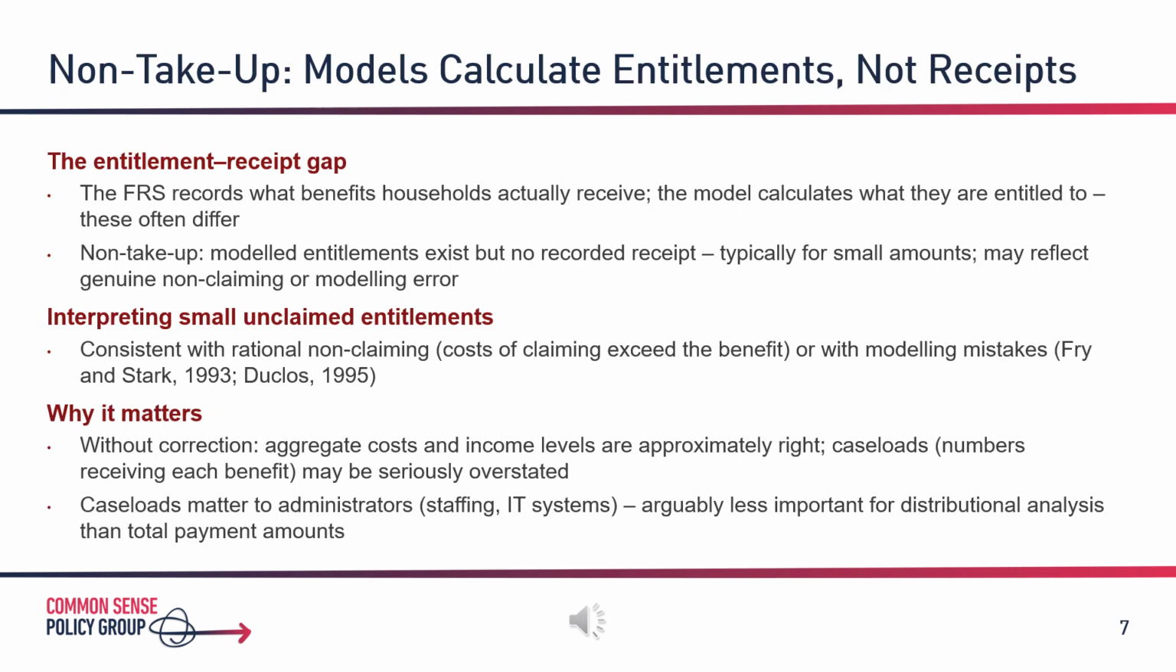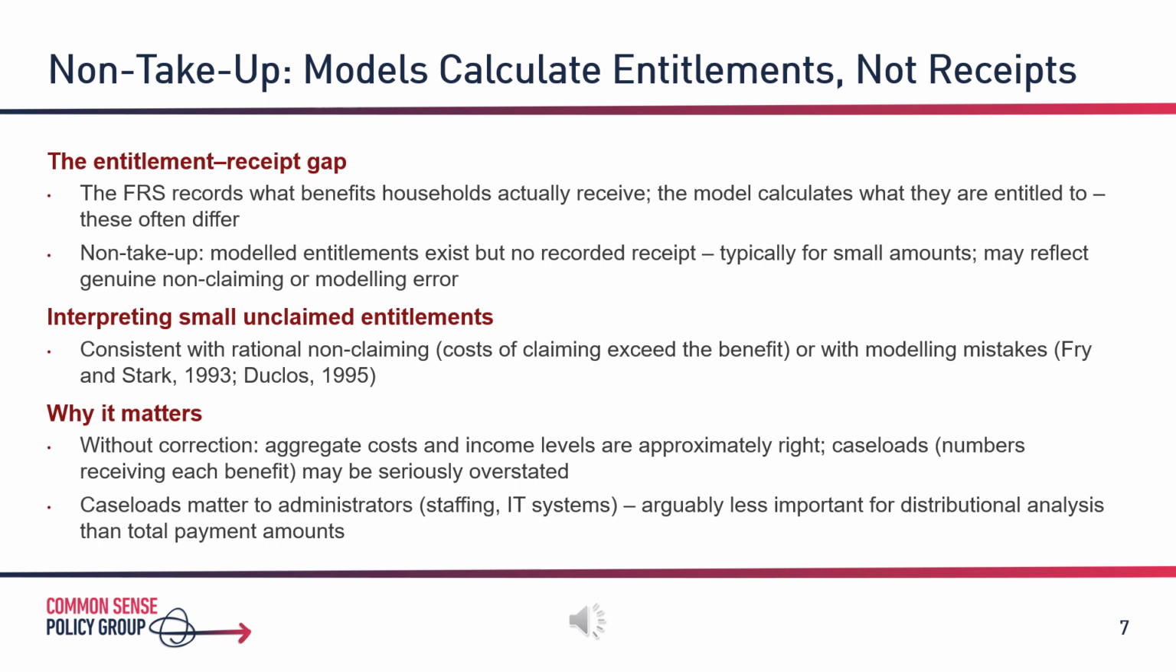Non-take-up is the most practically significant gap between what a tax benefit model calculates and what actually happens in the real world. The model calculates formal entitlements, what each household would receive if they claimed every benefit for which they are eligible. The FRS records actual receipts, what they actually claim and receive. The gap between these two figures is non-take-up, and it is substantial. Most non-take-up is concentrated in small entitlements. This is consistent with two very different explanations.